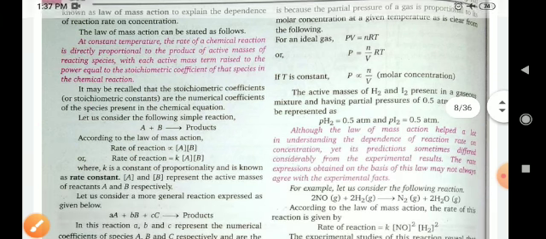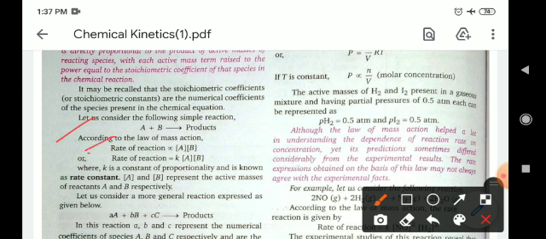Okay, so according to the law of mass action, the rate of reaction is directly proportional to the active mass of the reactant A and the active mass of the reactant B. You can write it after removing the proportionality sign: a constant will come, which is known as the rate constant and denoted by K. So now the rate of reaction will become equal to K [A] [B], where K is the constant of proportionality known as the rate constant, and square bracket of A and square bracket of B represent the active masses of reactants A and B respectively.